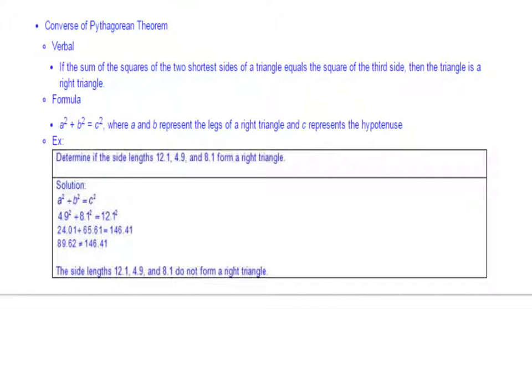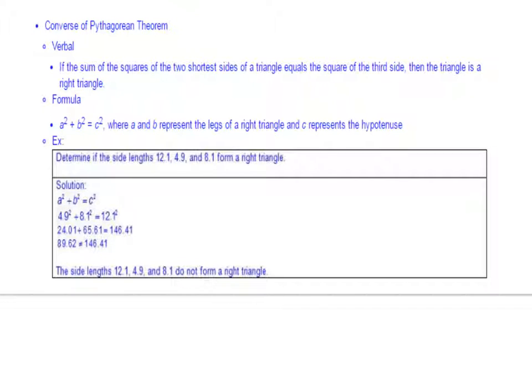So the two shortest legs are 4.9 and 8.1. No matter how they're arranged, this is not A, B, and C. This is A, B, C. So we'll rearrange that, square 4.9, square 8.1, add these together, and then square 12.1.